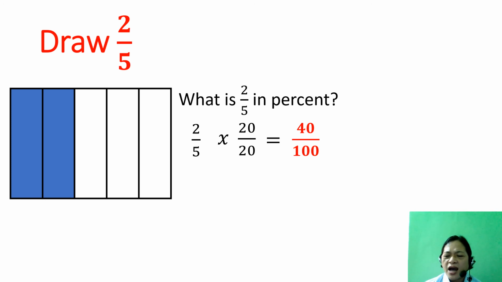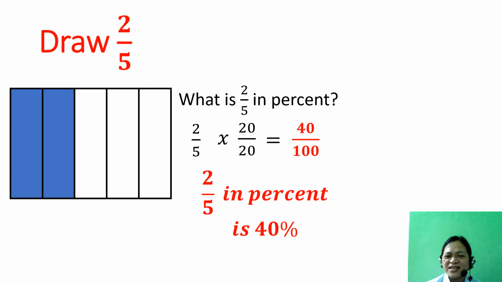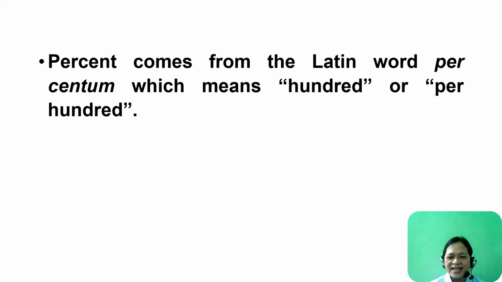So, how will you write 2/5 in percent? Yes, 2/5 in percent is 40%. Then, you can also draw it like this way. Okay? I hope that the lesson is clear to you now. What is percent then? Very good. It means per 100.